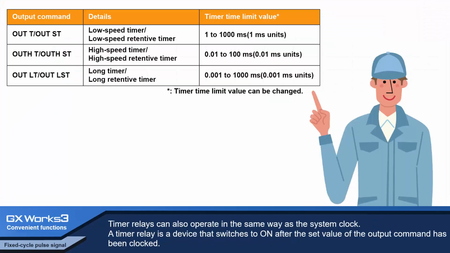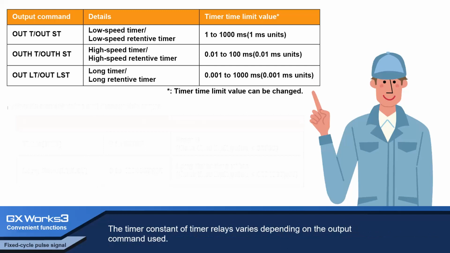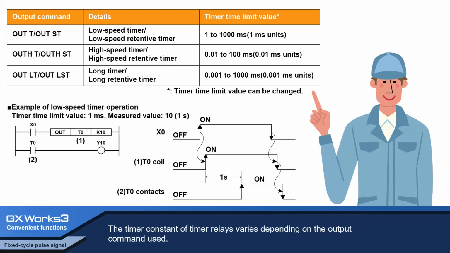Timer relays can also operate in the same way as the system clock. A timer relay is a device that switches to on after the set value of the output command has been clocked. The timer constant of timer relays varies depending on the output command used.